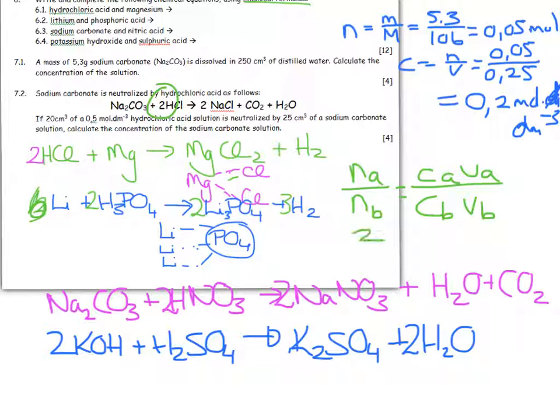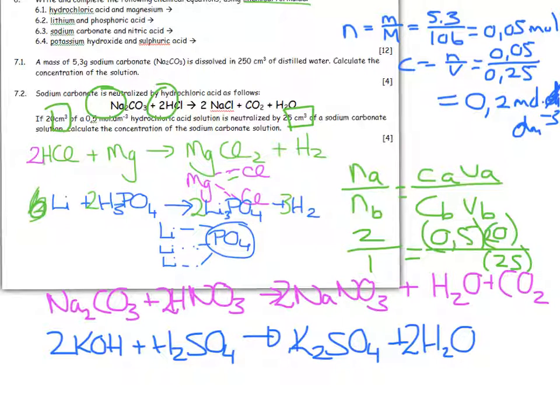Number of moles of acid, 2. Number of moles of base, 1. Concentration of acid, 0,5, it's given to you. And the volume is 0,02, but you don't have to change it. You can just leave it as 20, because if you use this formula, you don't have to change the units, because it's exactly the same units and it's going to cancel out. And the concentration of base. Your concentration of base is going to turn out to be 0,2 moles per cubic decimeter again, by coincidence.